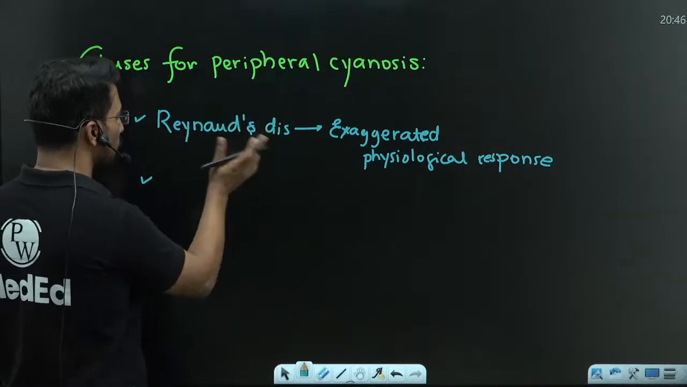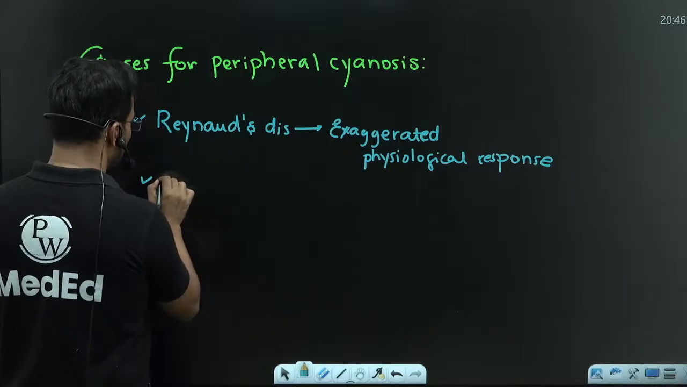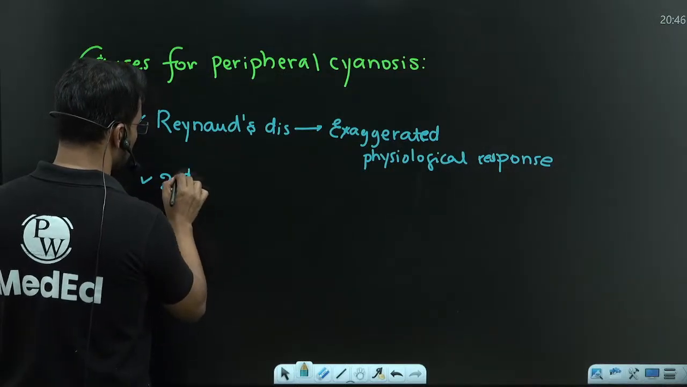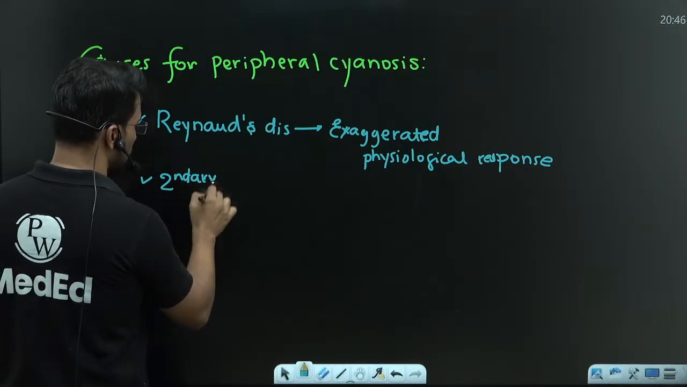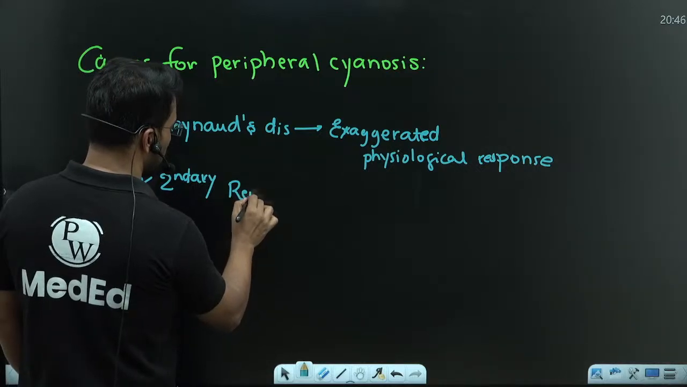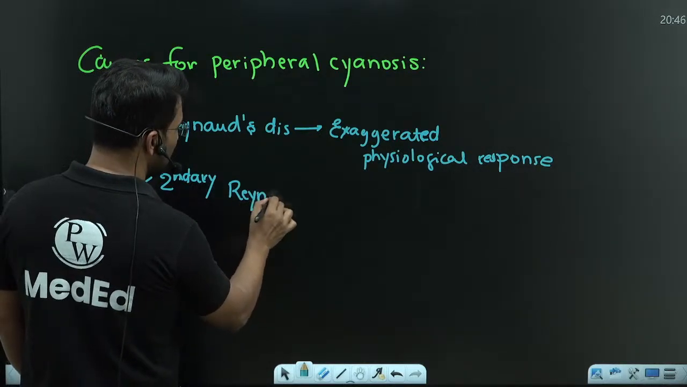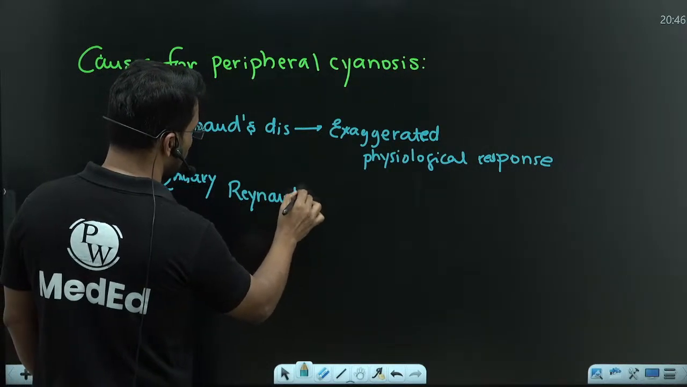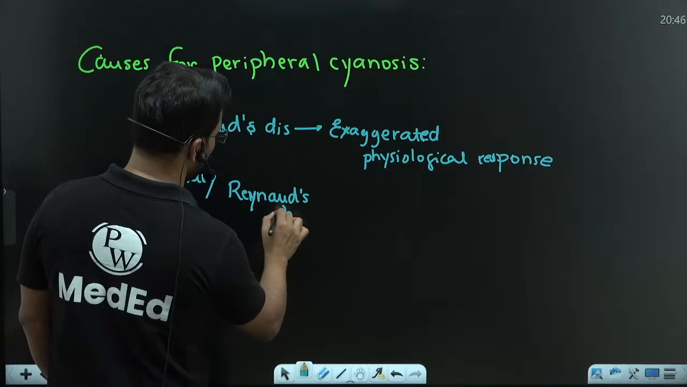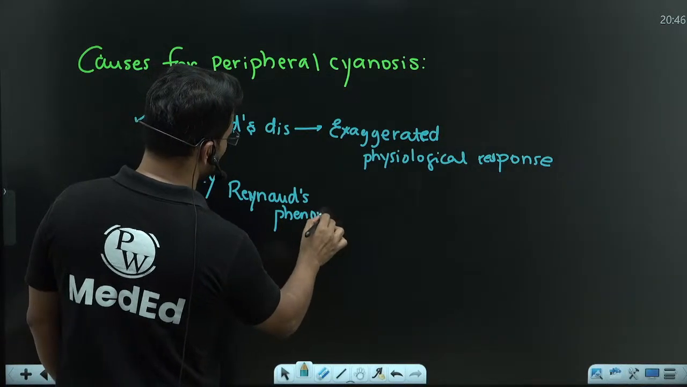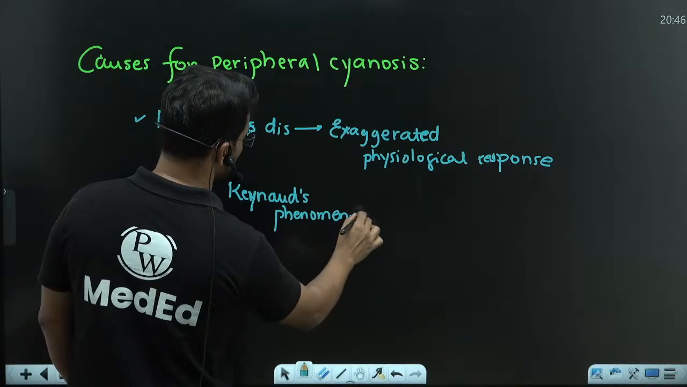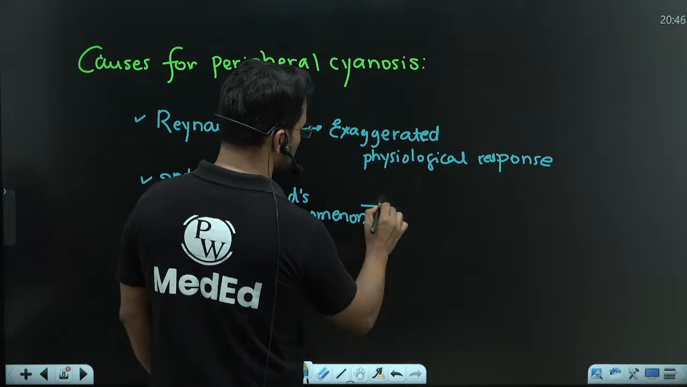The disease is called Raynaud's disease. And then we have secondary Raynaud's phenomenon, where it is not an exaggerated physiological response. There is a problem with the blood vessels. Can anybody tell me where we get secondary Raynaud's phenomenon?